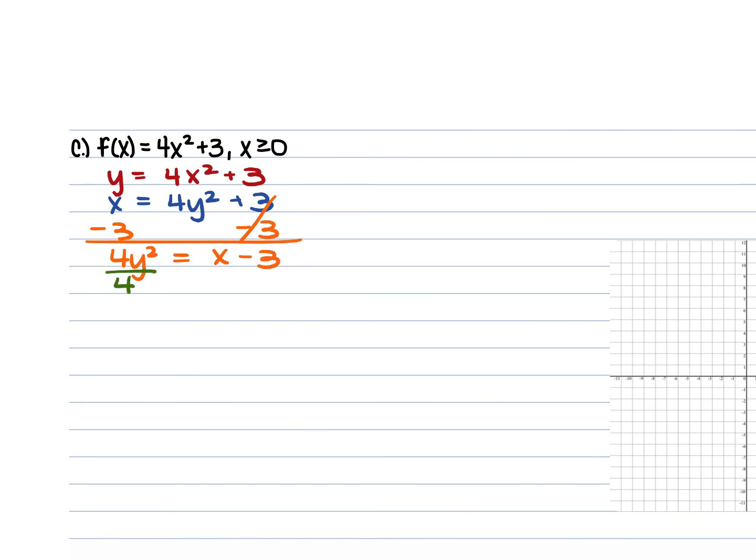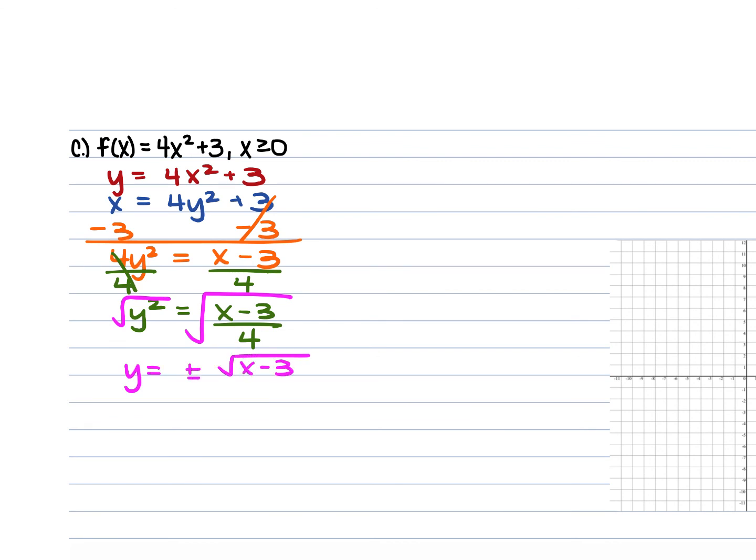From here, you divide each side by the 4. You have y squared is equal to x minus 3 over 4. You're going to take the square root of both sides. So you're going to have y is equal to plus or minus the square root of x minus 3 all over 2. You can leave it this way, but just remember to make sure that f to the negative 1 of x is equal to plus or minus the square root of x minus 3 all over 2.